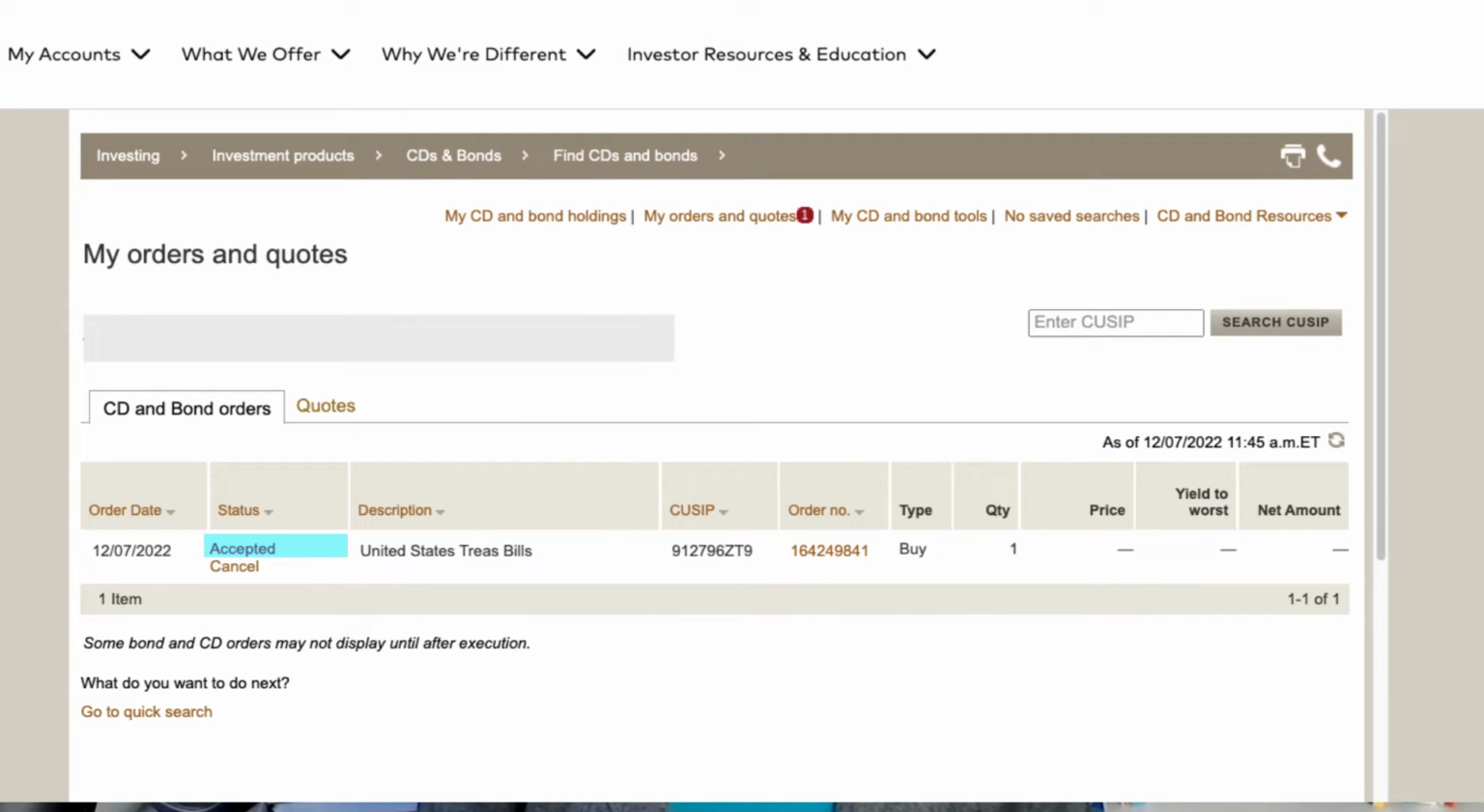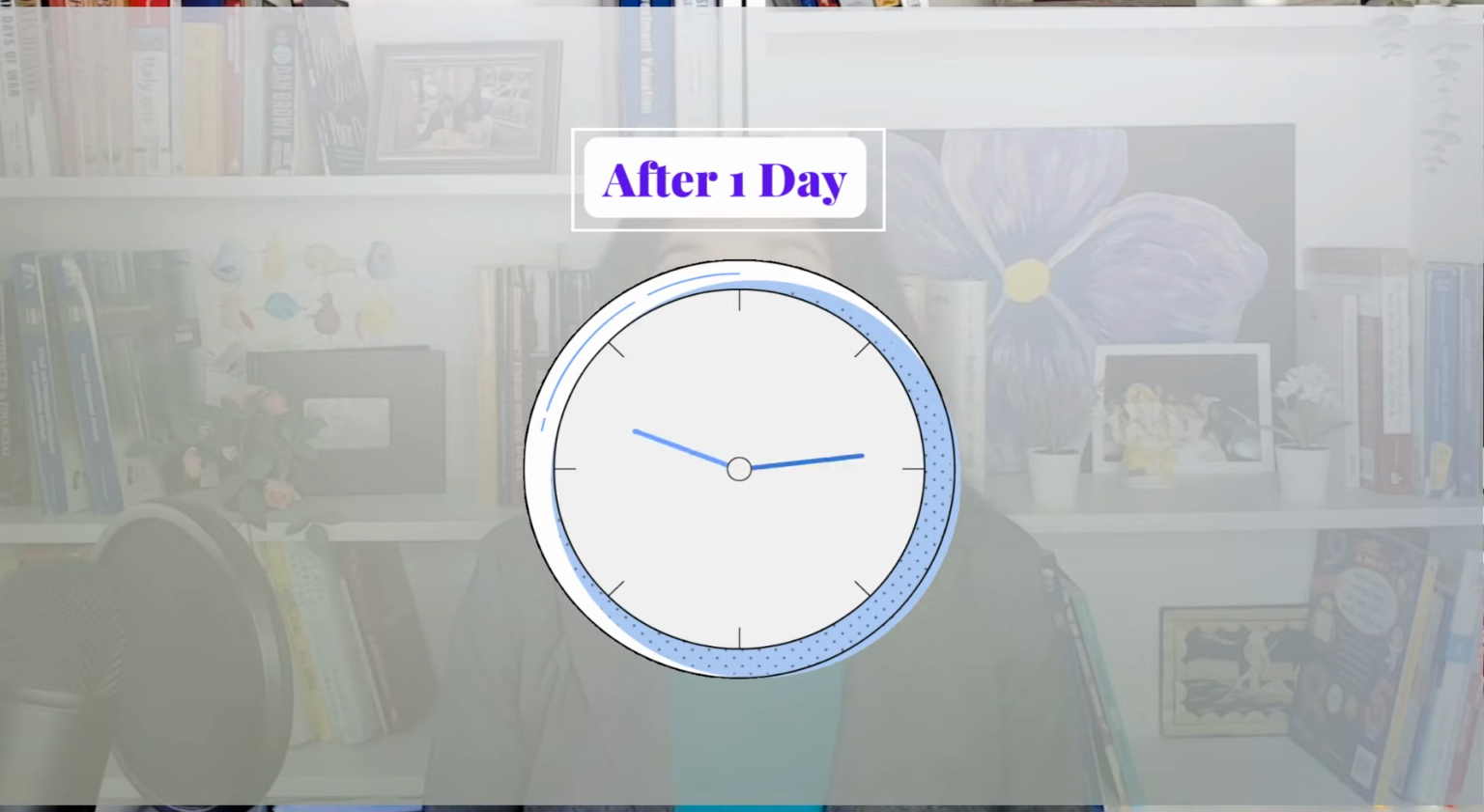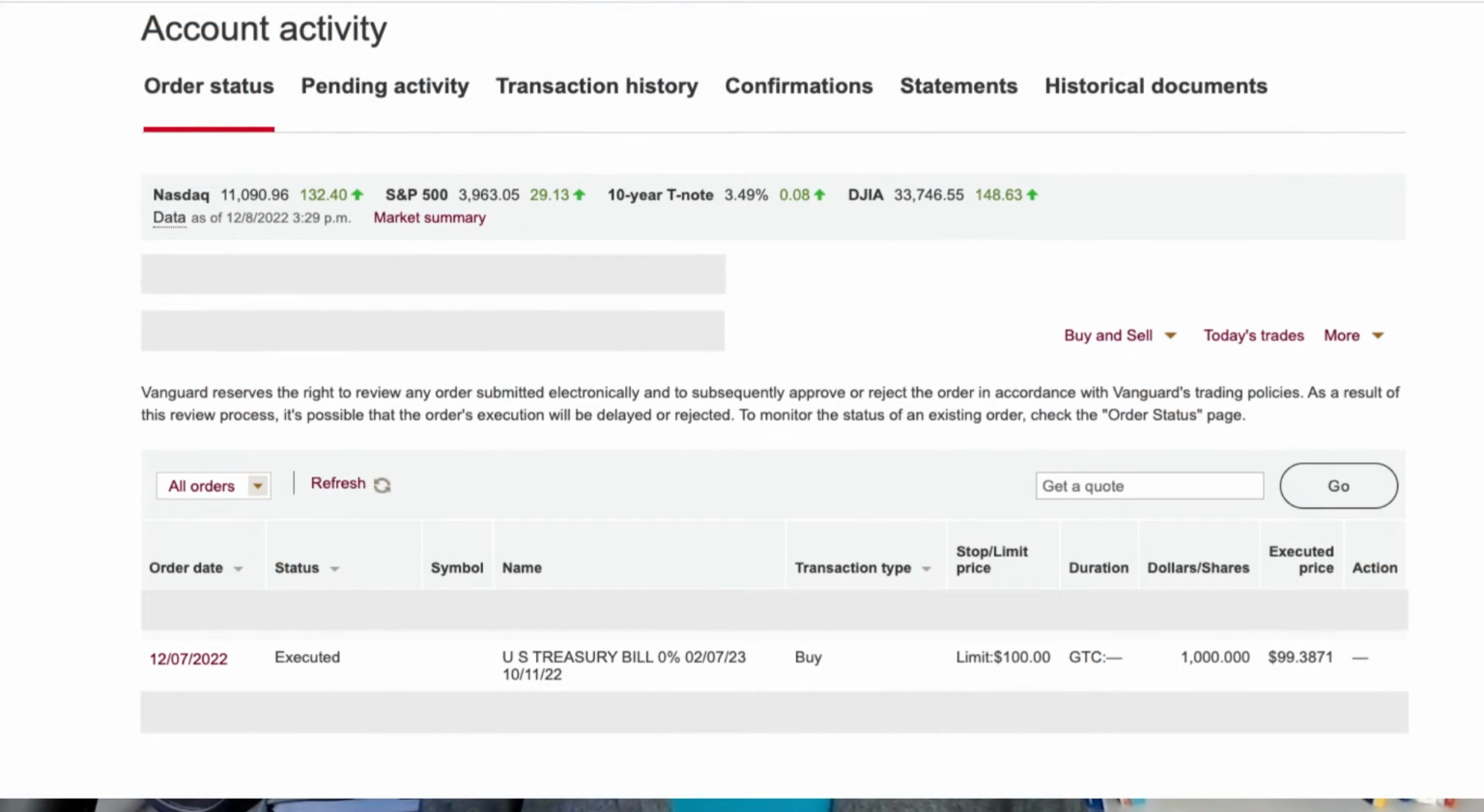The order status says accepted, but the price is not updated yet. Fast forward one day, I'm going to show you the order status. The status says executed. You can see the order date, the name of the T-bill, the type of transaction, which is buy, the dollar amount of $1,000, and finally we see the executed price of 99.3871. This price assumes a par value of 100.